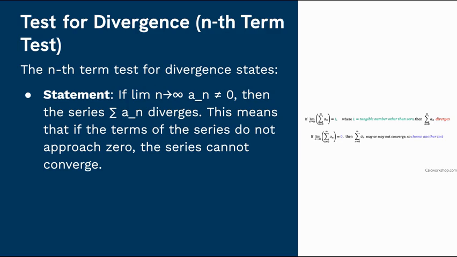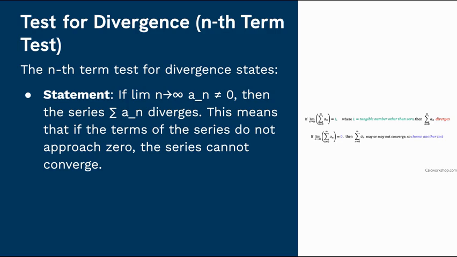What's important to know here is that you can't use this test for finding convergence of a series, which basically means that if the limit of a_n is equal to 0, then that does not mean that it converges. You can only use this test to prove divergence.